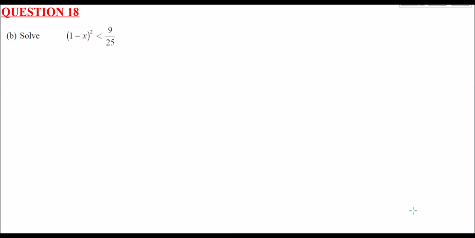18 part B, we're asked to solve 1 minus x all squared is less than 9 over 25. So what we can do, something squared is always positive. So what we can do here is we can take the square root. So if we square root both sides, so square root this one and square root that one. 1 minus x all squared just leaves us with 1 minus x.